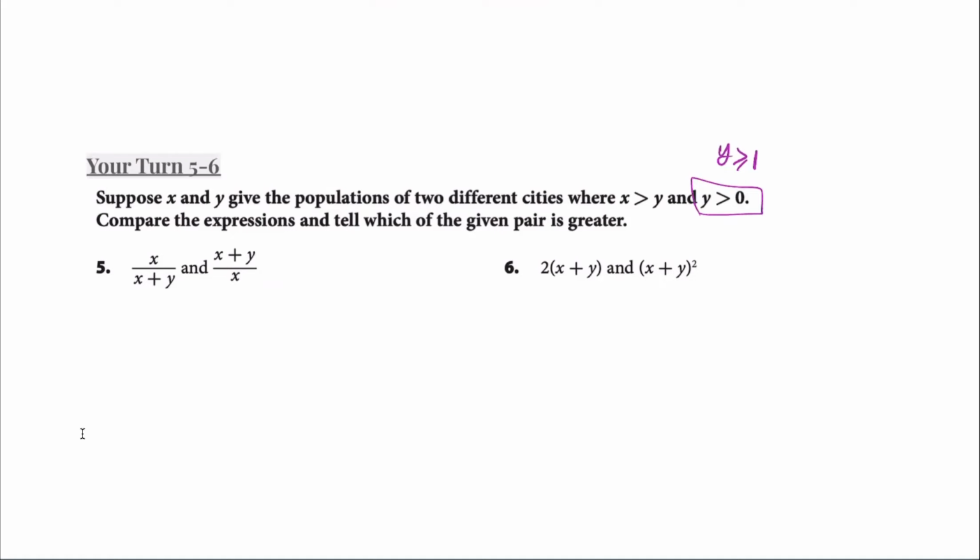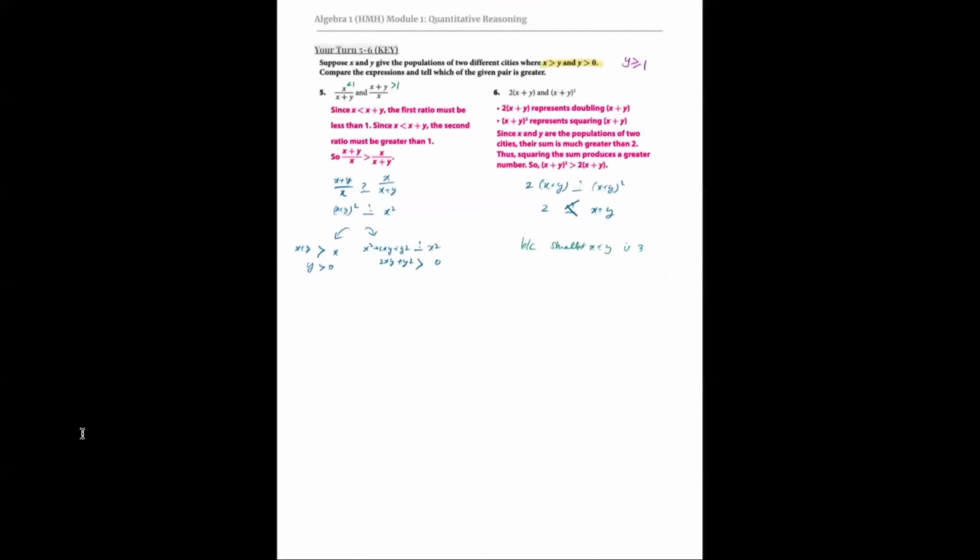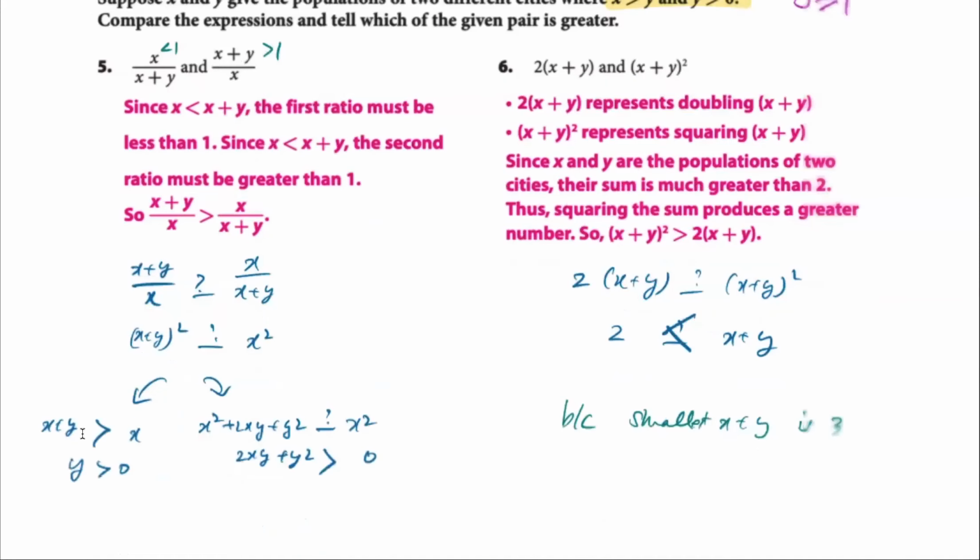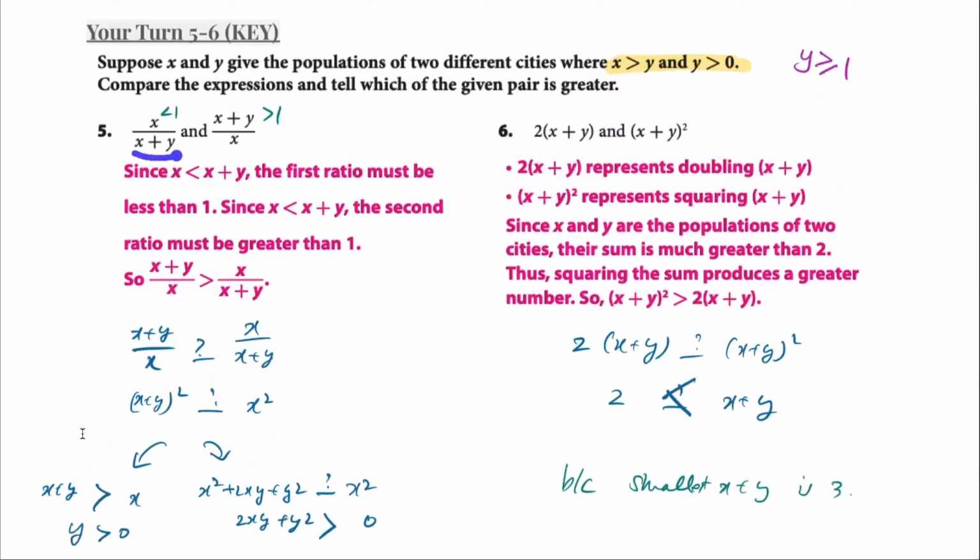So how do I deal with this? Well, here's the answer. Once again, x plus y is bigger than x, right? Therefore, this is less than 1. X plus y is bigger than x. Therefore, this expression is bigger than 1. So that's less than 1. So therefore, x plus y over x is the larger expression.